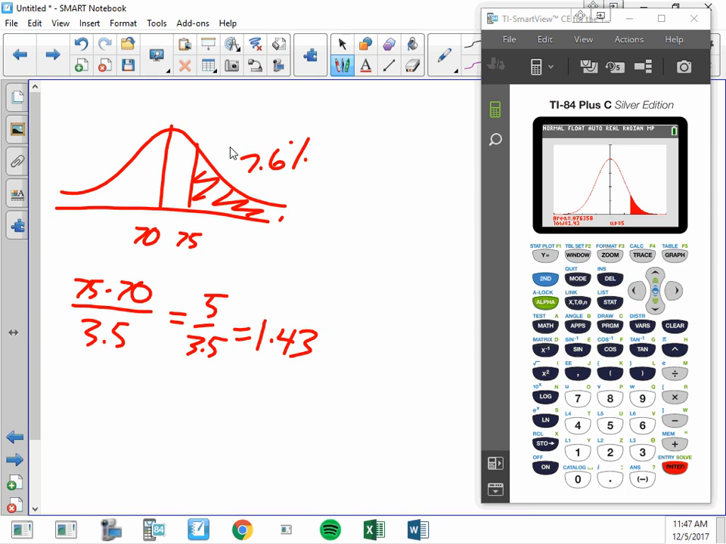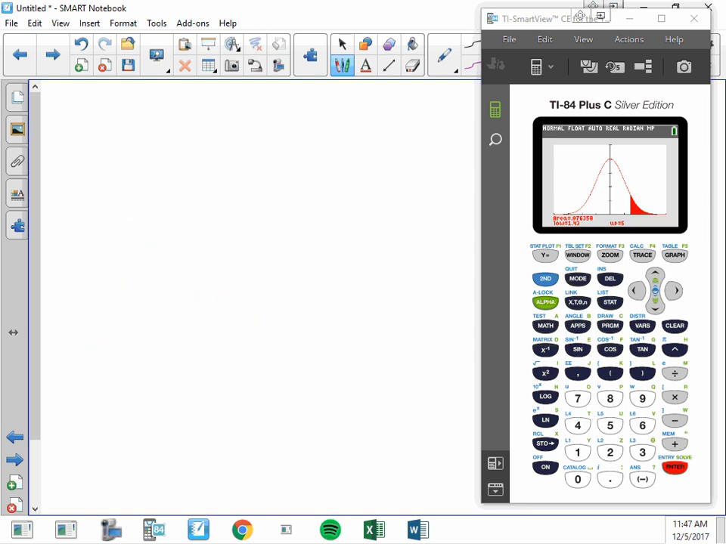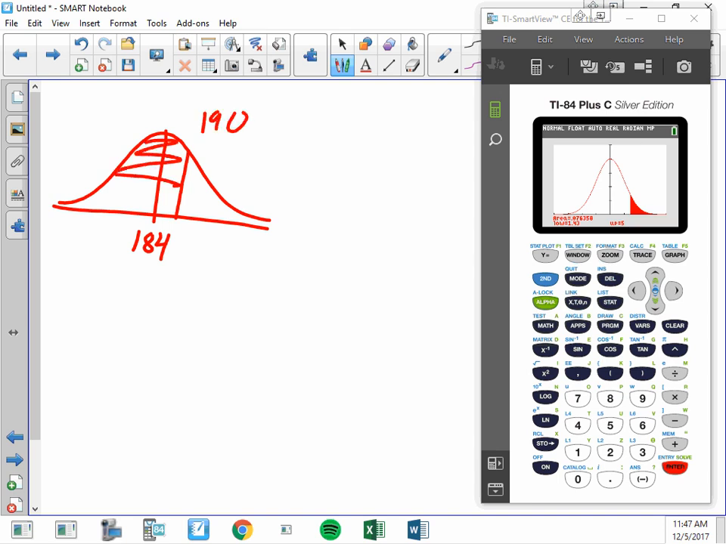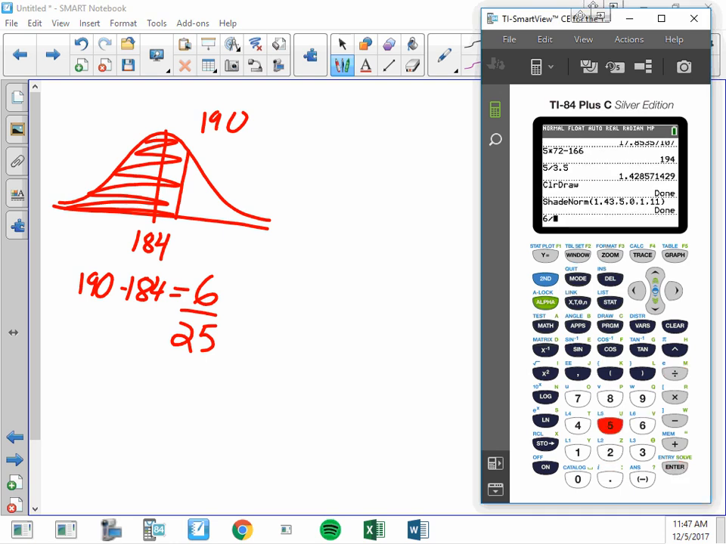So let's do number 42. For this one, the average is 184, and we want smaller than 190, so that would be this area, right? Okay, so 190 minus 184 is 6, and we divide that by 25, the SD. 6 divided by 25 gives me a z-score of 0.24.